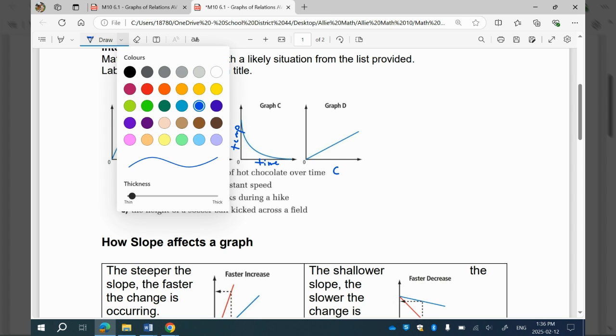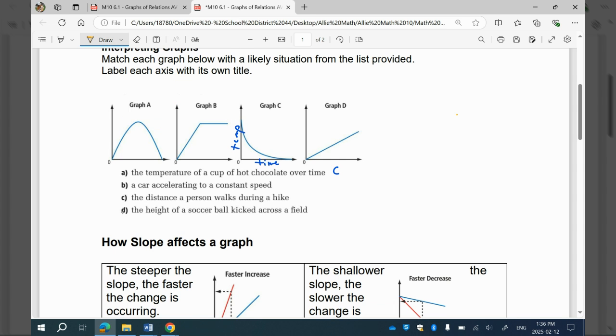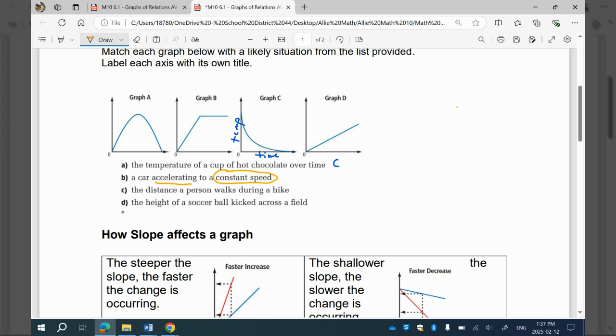The next one, a car accelerates to a constant speed. So it accelerates, its speed increases quite quickly over time, and then it reaches a constant rate, and then it flattens out. Okay, so I would say this looks like graph B, that we accelerate here. Not much time is passing, and our speed, which I would put at the side here, is increasing in a short amount of time. And then we even out, maybe you're accelerating to 60 kilometers per hour or something like that.